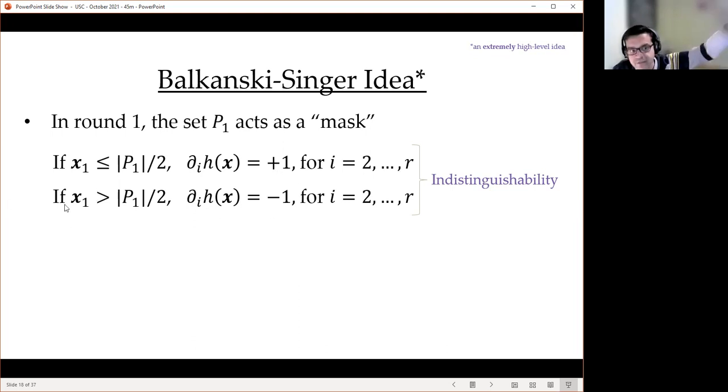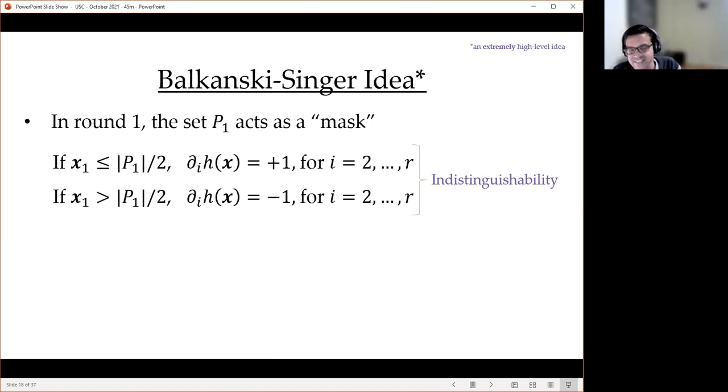So the marginals for, say, coordinates 2 to R at a given point X only depend on really how much stuff you get from P1. And this is what indistinguishability is, right? Because all the marginals for the coordinates 2 to R are the same, and therefore you cannot distinguish between P2 to PR. Okay. Now this is again an extremely high level idea, and they need to do a lot more work to orchestrate this.